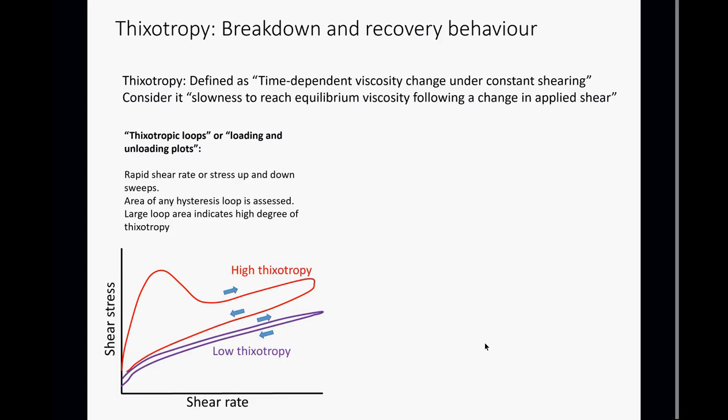The traditional way to look at thixotropy is to perform what we call thixotropic loops, or loading and unloading plots. Here we're ramping the shear rate up and then down again, and this product, the red line here, is showing a high degree of thixotropy. We get an increase in stress. This peak denotes what we call a static yield point, then a further increase, and then a drop down. And here we see a lot of hysteresis that we don't see in the product that is only showing little thixotropy.